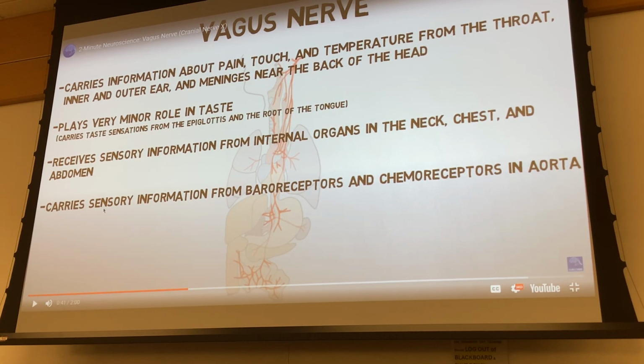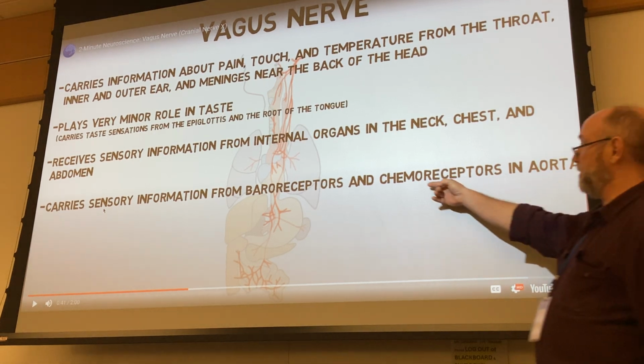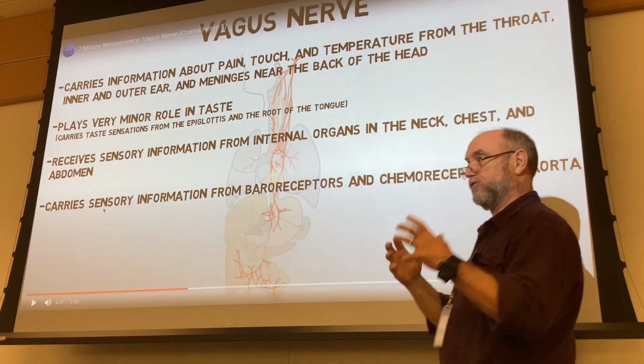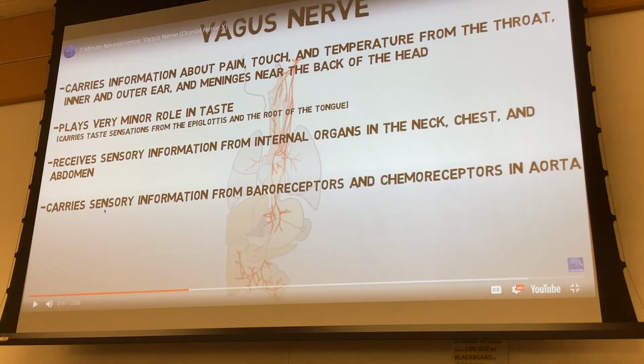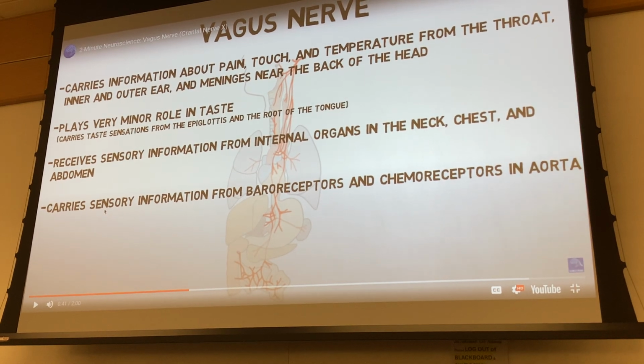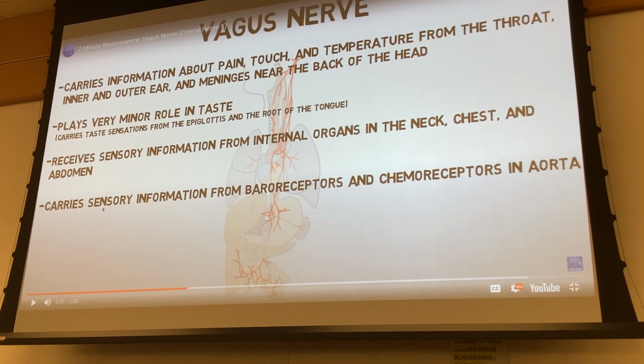These receptors are 2 things we're going to talk about next week. These chemoreceptors, the name chemo means something, right? Chemo, chemical. Baro meaning physical stretch or stretch receptors. They are very important, and we'll talk about those later on next week.